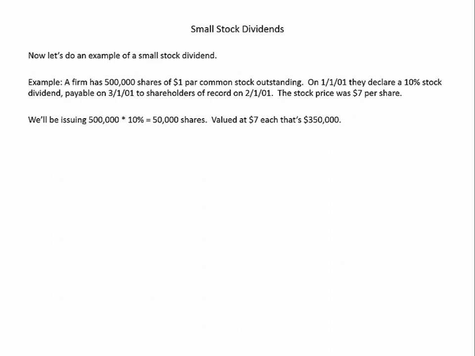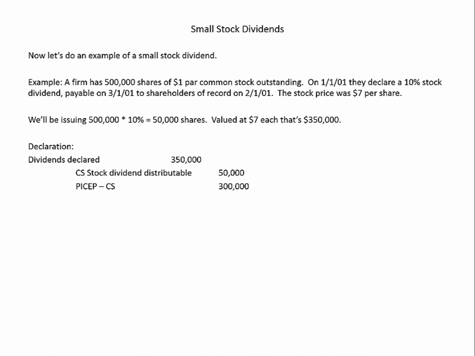That's $350,000. So at the date of declaration, we're going to debit that dividends declared account for the value assigned to the transaction. We're going to credit common stock dividend distributable at the par value of the shares to be issued, 50,000 shares at $1 apiece. The excess goes into plain old paid-in capital in excess of par. No mention there that it's from a stock dividend. We simply record the additional paid-in capital in excess of par.